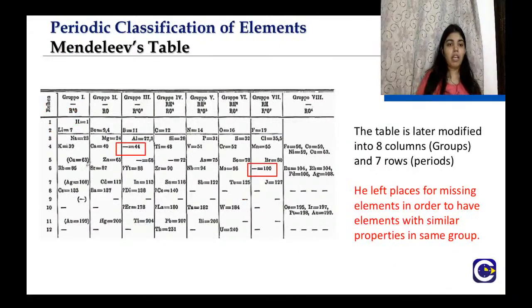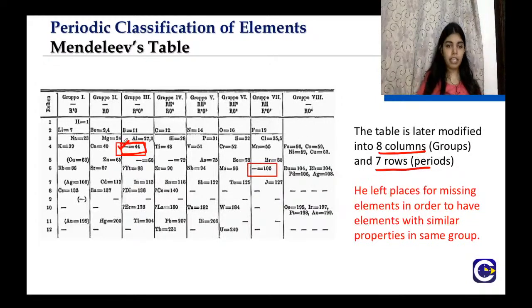Now here if you see, this was the table proposed by Mendeleev, which consisted of 8 columns and 7 rows. He left places for missing elements in order to have elements with similar properties in the same group. So here he predicted that some element will be there, right? He left the space for that element which has not been discovered. Actually, Mendeleev had a dream one night before, and in the dream he saw a periodic table. So next day he just wrote down that periodic table on a piece of paper and he performed experiments regarding that, and then he developed the whole idea of this Mendeleev periodic table, right?